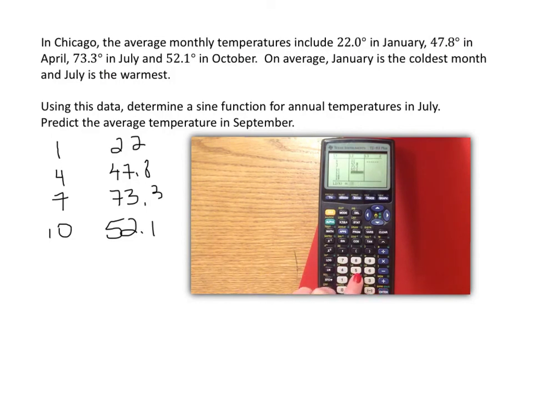Then we'll do it again. January was 22, 47.8, 73.3, 52.1. Second quit will get me out of here.